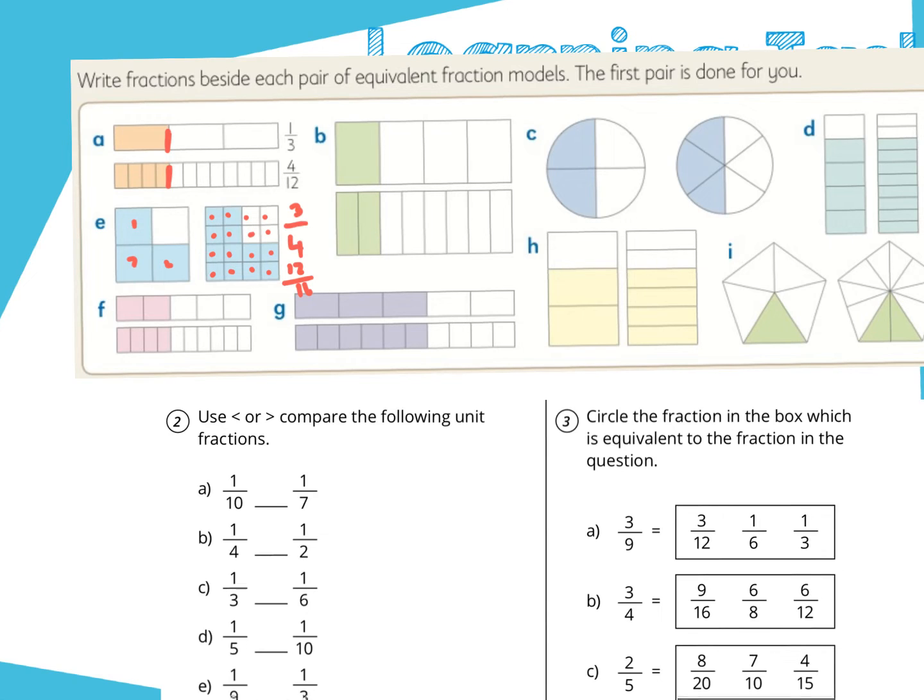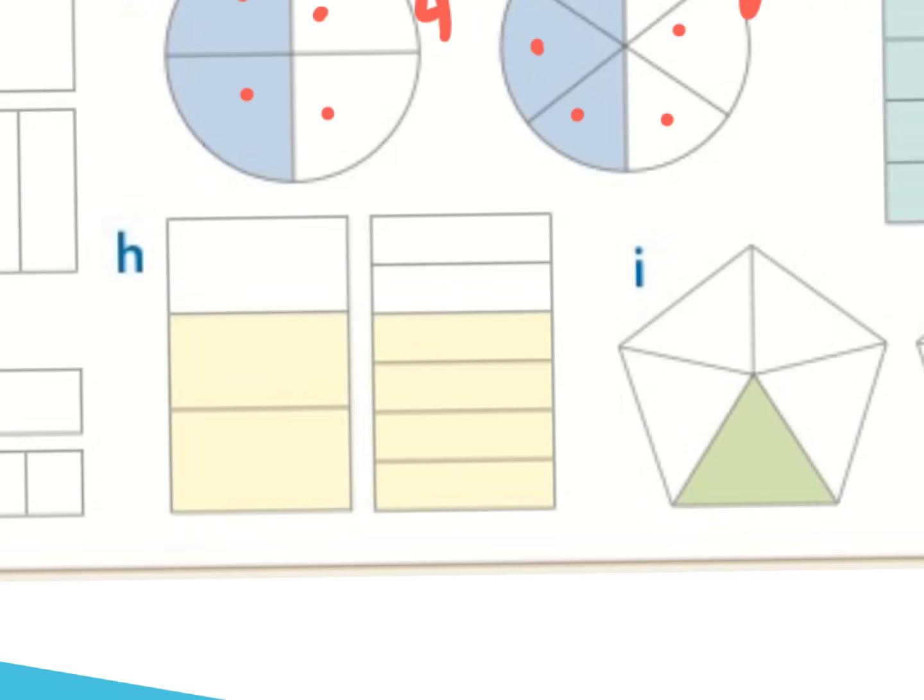Okay, we're going to move over to C now. Look over at C. I can see these are all equivalent fractions, the same amounts shaded in. I can see there's 1, 2, 3, 4, so 2 over 4, and I can see here 1, 2, 3, 4, 5, 6. Okay, so 3 over 6. All right, and obviously I've just enlarged this a little bit here.